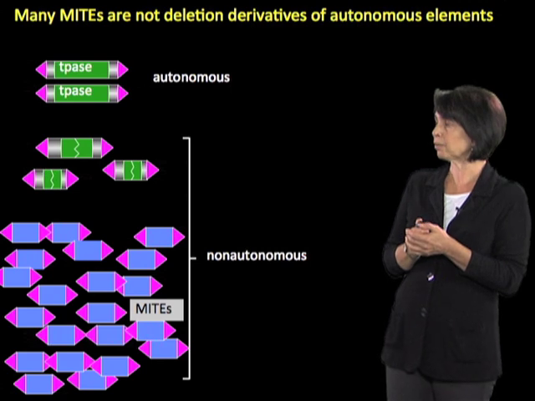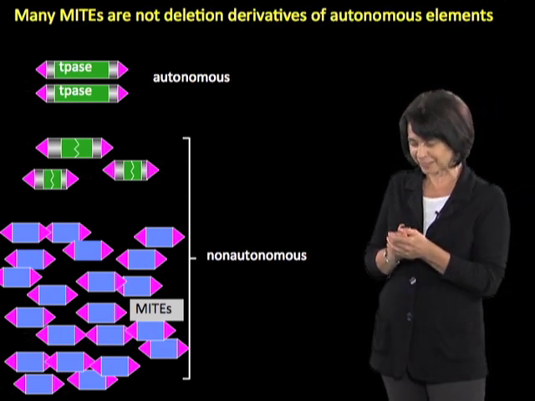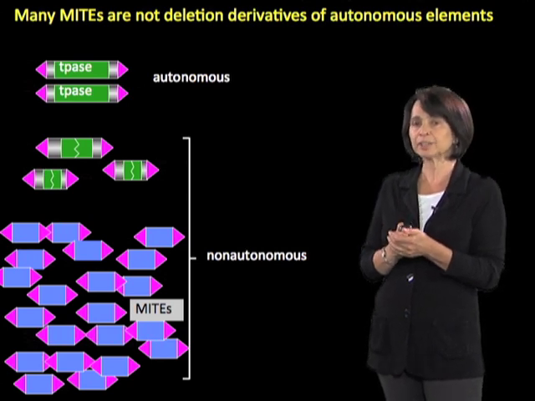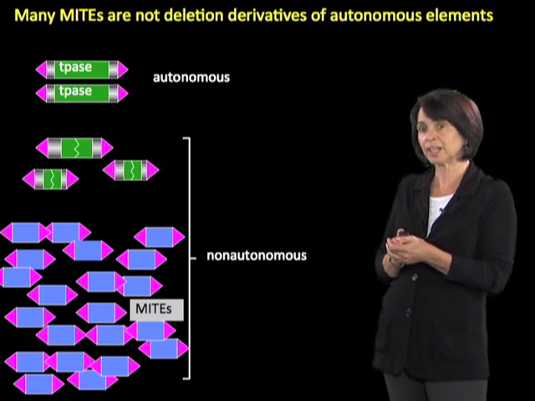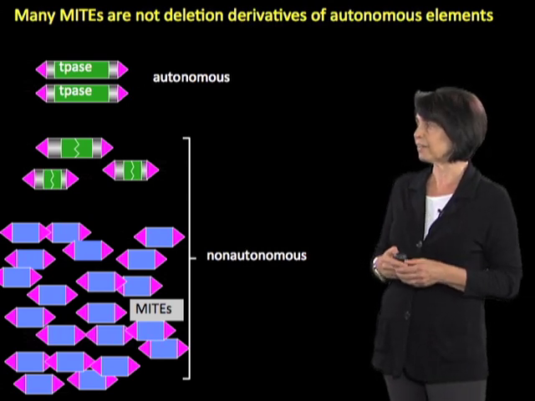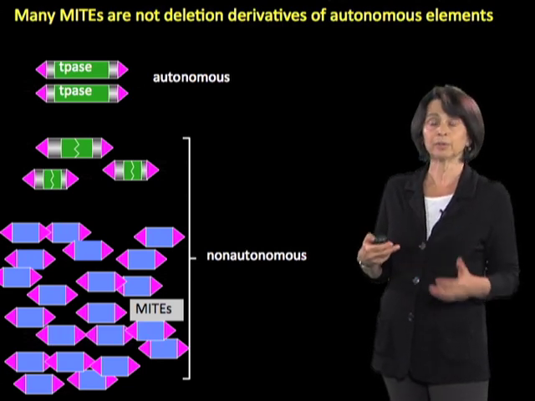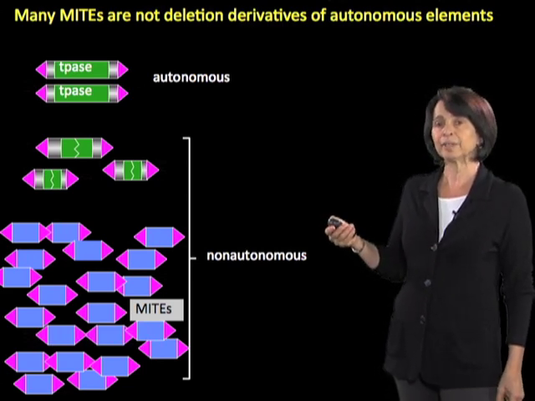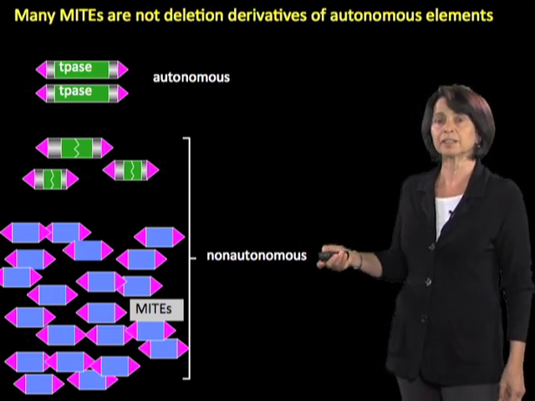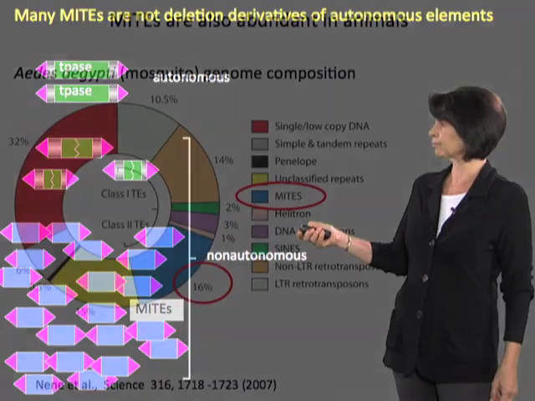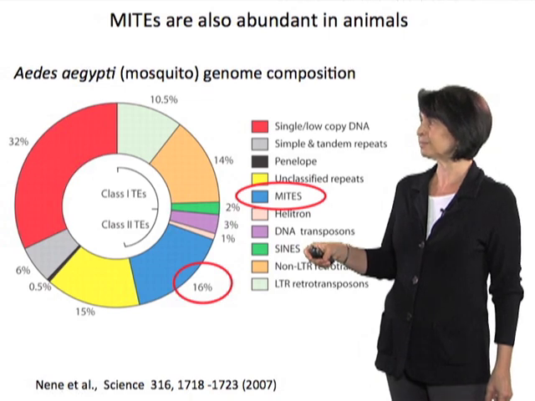So MITEs are miniature inverted repeat transposable elements. I won't say that anymore. I'll just say mites from now on. They're short elements. They can attain very, very high copy numbers, unlike most other DNA transposons. And that's what's relevant here, that it's the high copy number elements that I will argue are the ones that have an impact in diversifying genomes, not the lower copy number elements that, as McClintock and others had discovered, cause mutations.